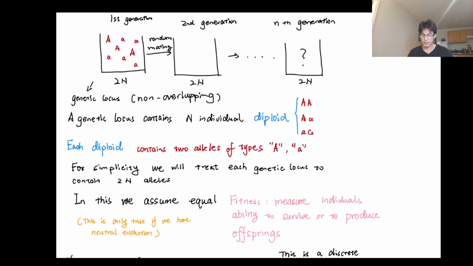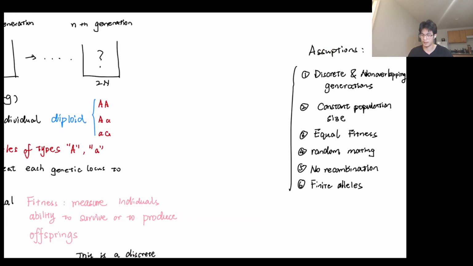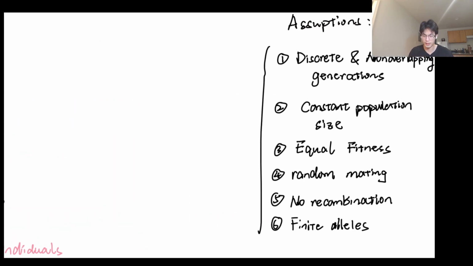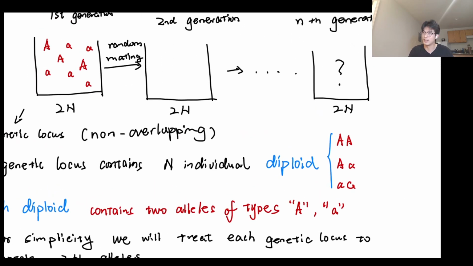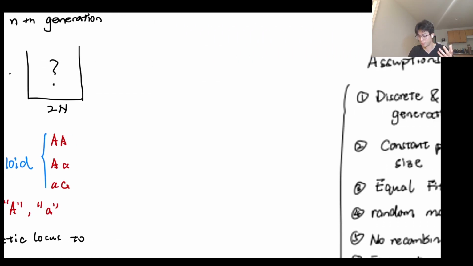So let's go over these assumptions in summary. Okay, what are all the assumptions? The first is that this is discrete, right? The generations are discrete, and the number of alleles, of course, they're not continuous. They're discrete, and they have non-overlapping generations. That means that each generation has its own genetic locus, its own container containing all these alleles, and these alleles don't overlap. And constant population size. Yes, each generation has a total number of 2n alleles in it. This is true for each generation.